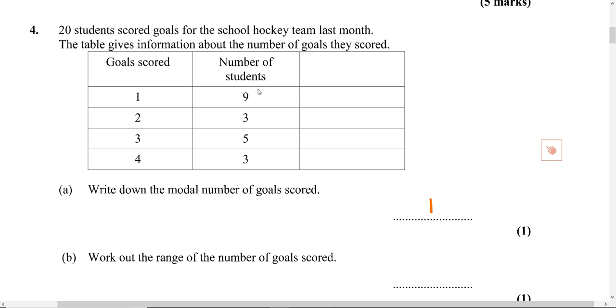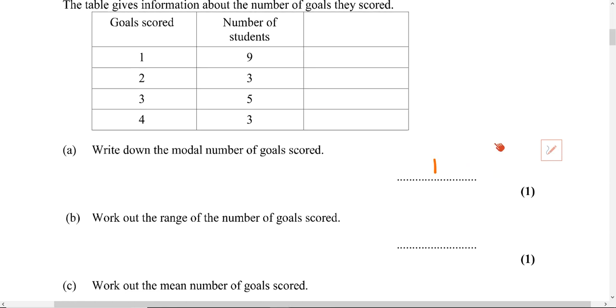It's a common mistake. You just look for the highest number and that's what you write down, when it's not. That's the frequency, not the actual number. We don't have 9 goals scored. We only have a maximum of 4 goals scored. 1 goal was scored 9 times, so that's the most common one.